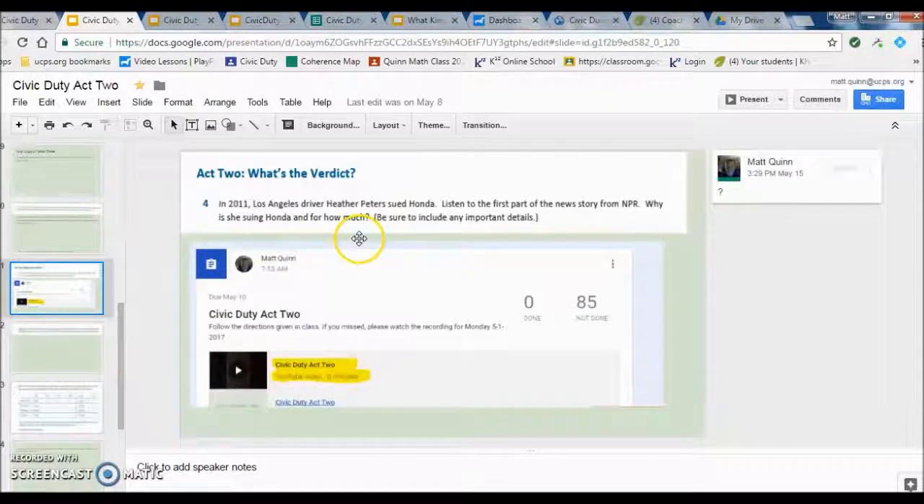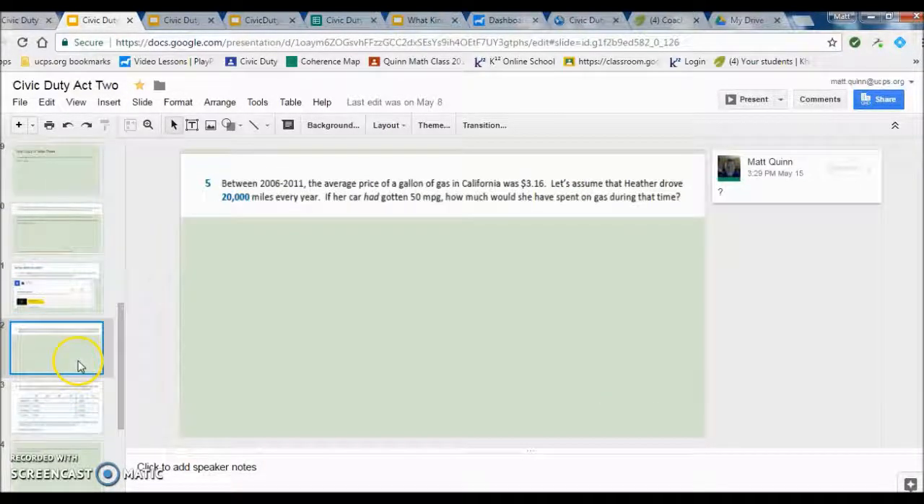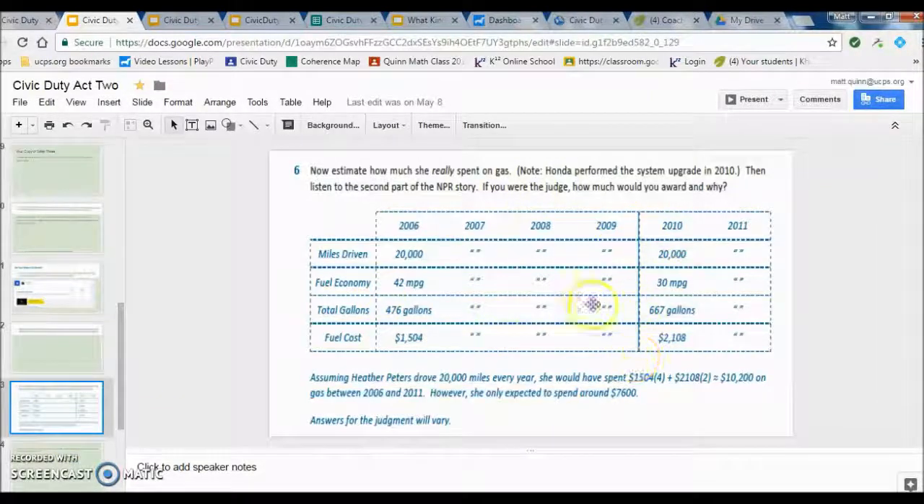So here's Act 2. What's the verdict? We have to go back through here, look at some new resources. We talk about this a bit. They were supposed to answer this question. I just want them to fill out this table to demonstrate that these numbers are going to be exactly the same. And then I want them to just kind of, if you were the judge, how much would you award and why?